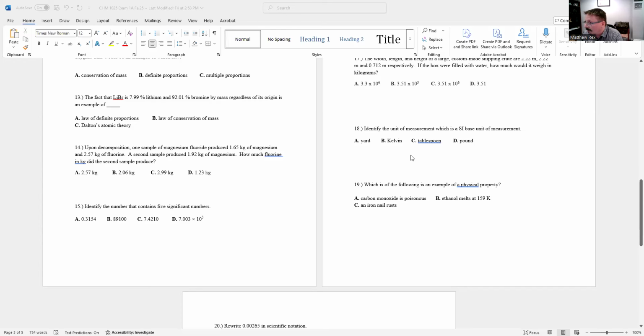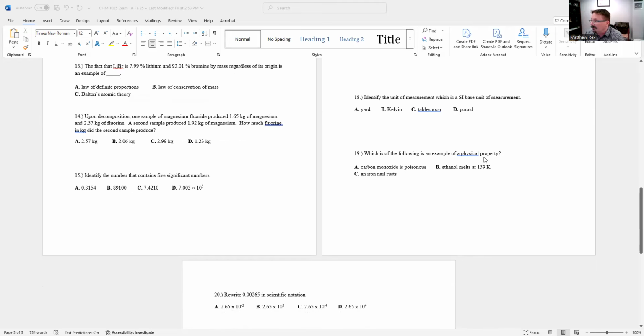Identify the SI base unit of measurement. So here, our options are the yard, Kelvin, tablespoon, or pound. Yard, tablespoon, pound are all different English units. The only SI or base unit here is Kelvin.